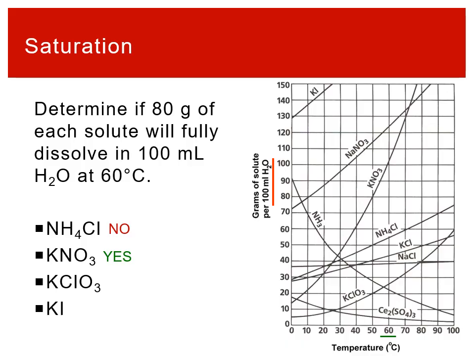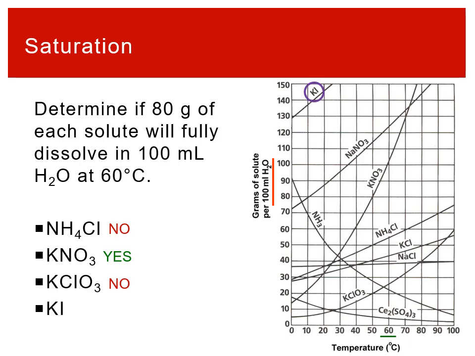Potassium chlorate, we can see, is down here. Kind of a weird intersection, but this potassium chlorate is what we're looking at. You can see down low, only 25 grams can dissolve, so no, not even close. Not even half. Most of your solid would stay as a solid in the bottom of your beaker.